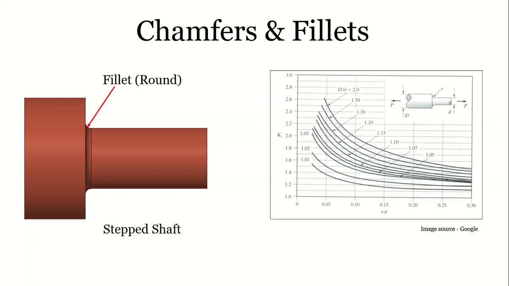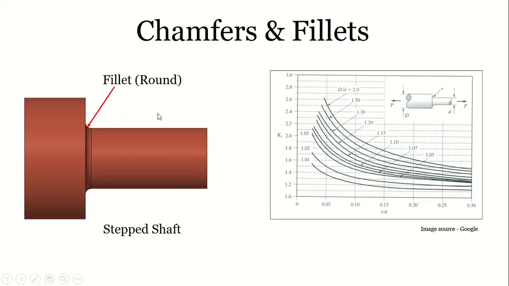So you use a table something like this. I got this image from Google. Here KT is the stress concentration factor, which depends upon the radius, the diameter of the step shaft, and the round radius. So you need to see with what R value and what diameter of the shaft your component is able to take the load, and based upon that you decide the values of the fillet over here.